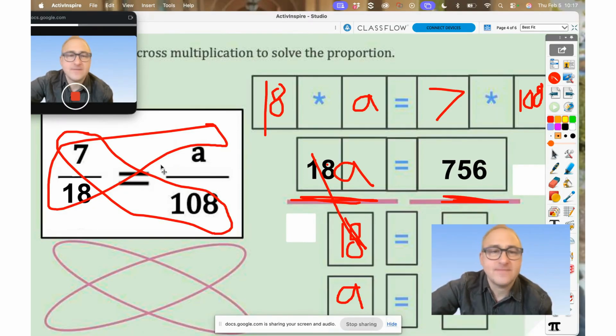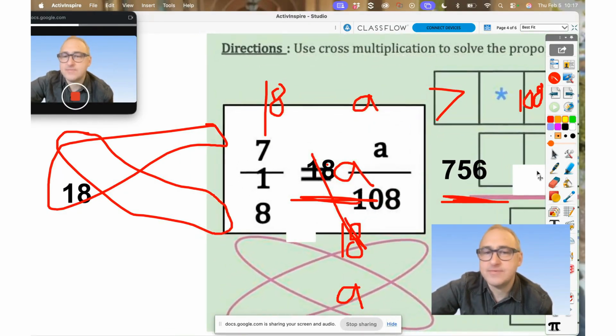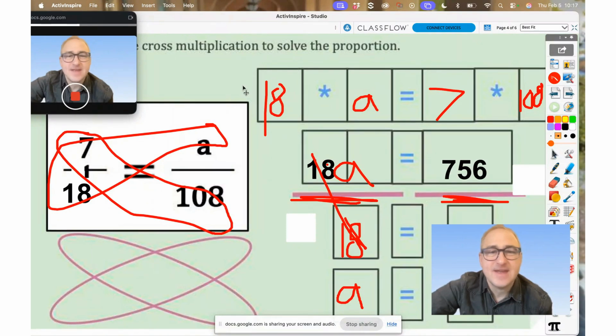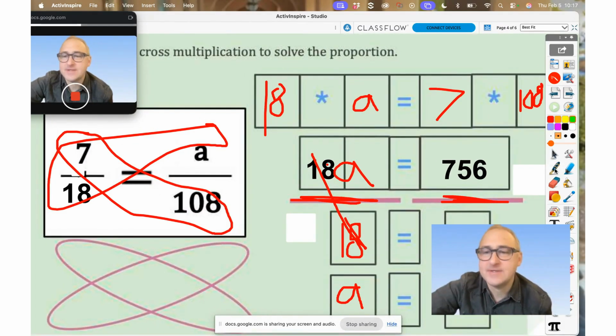In other words, if a equals 42, that means that 42 over 108. I'm sorry, not 18.